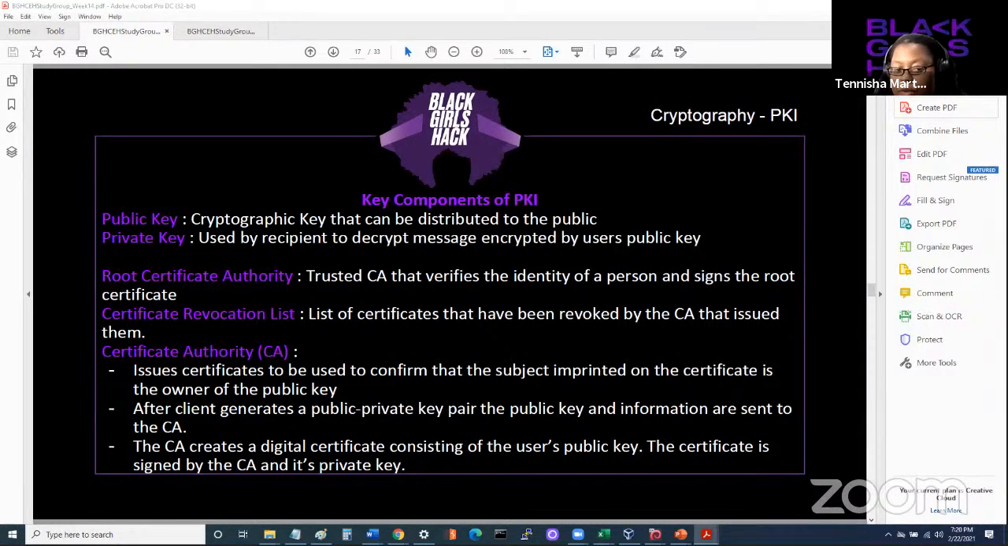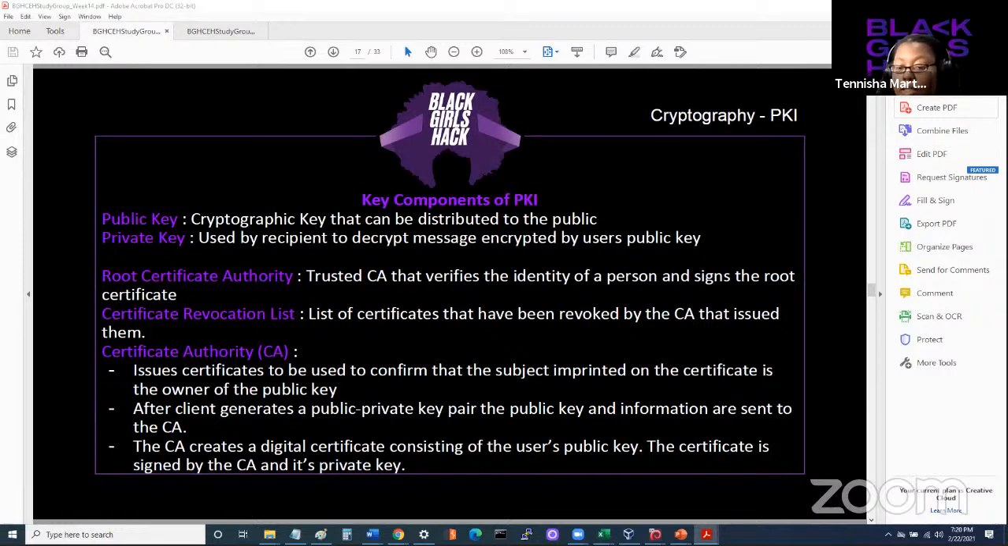There's also a root certificate authority. You may have seen this, for example, if you use cards or other means of authentication. A trusted CA verifies the identity of the person and signs the root certificate. So it confirms that you are who you say you are when you give them your ID, and then they vouch for you from that point forward.